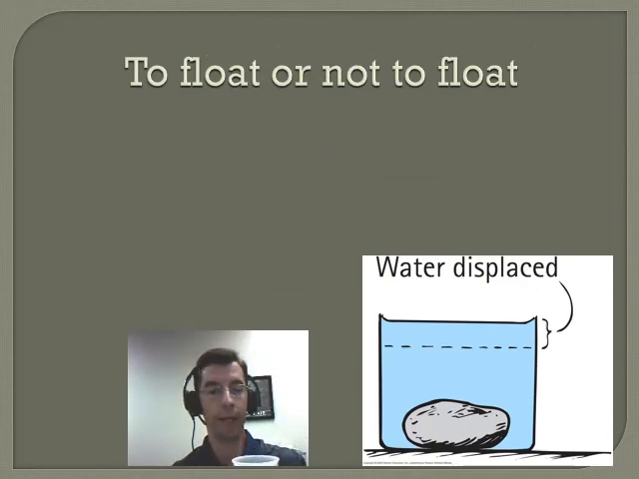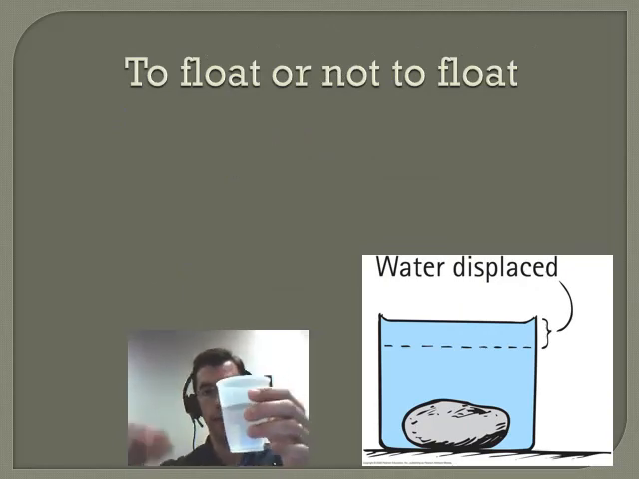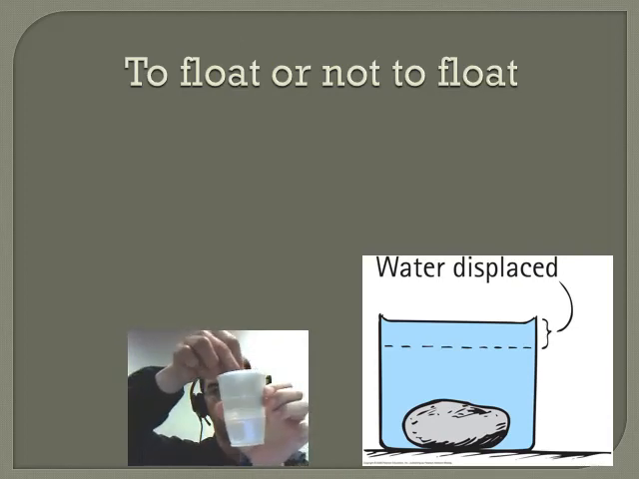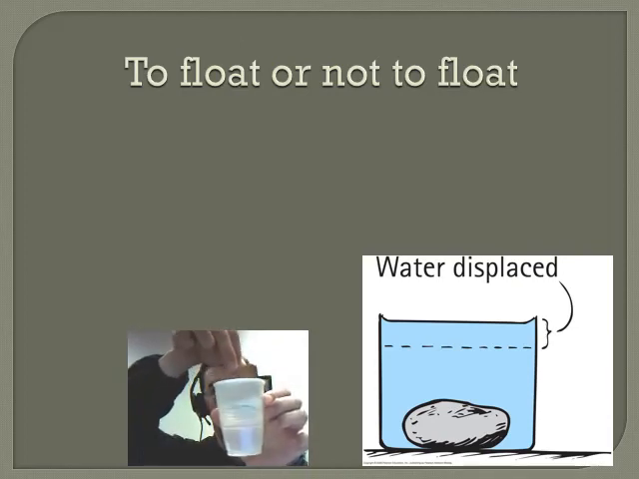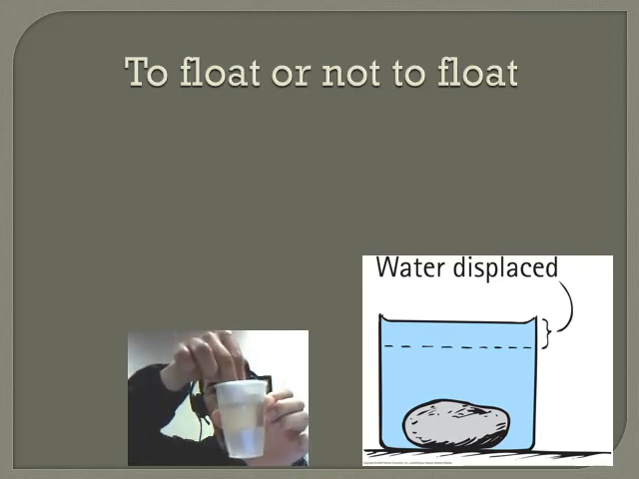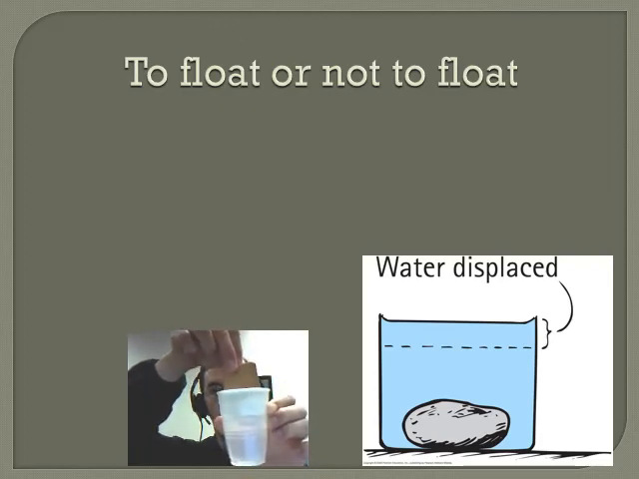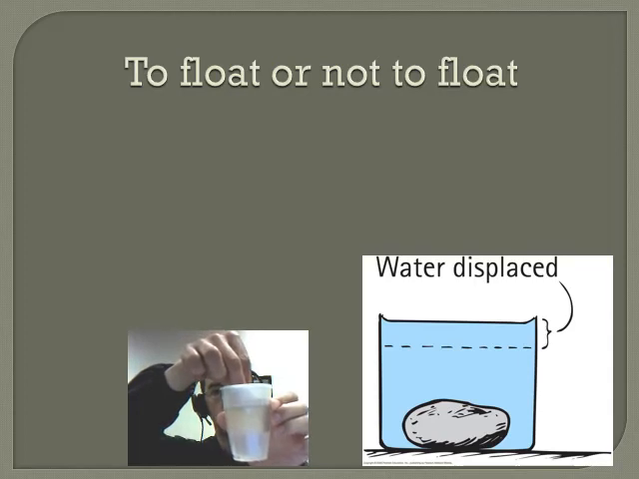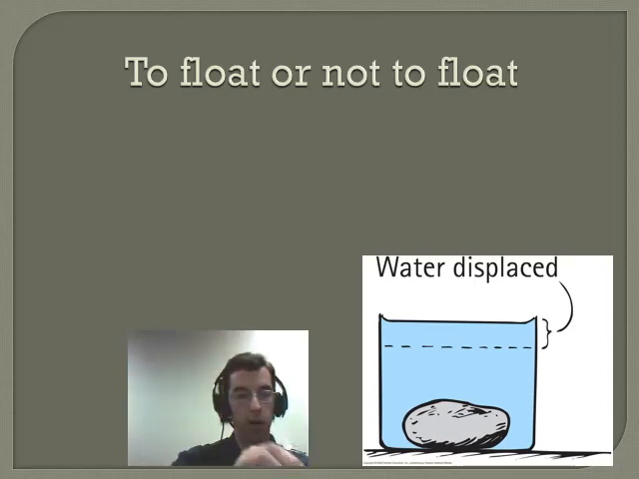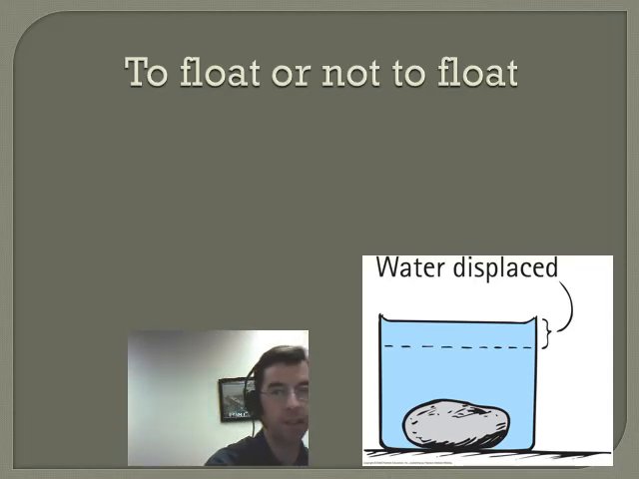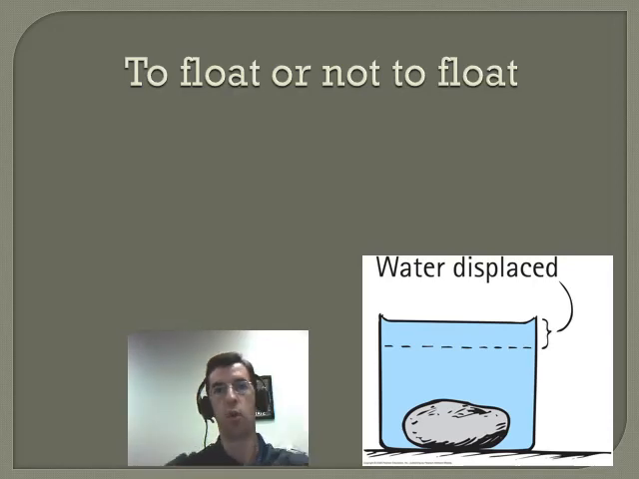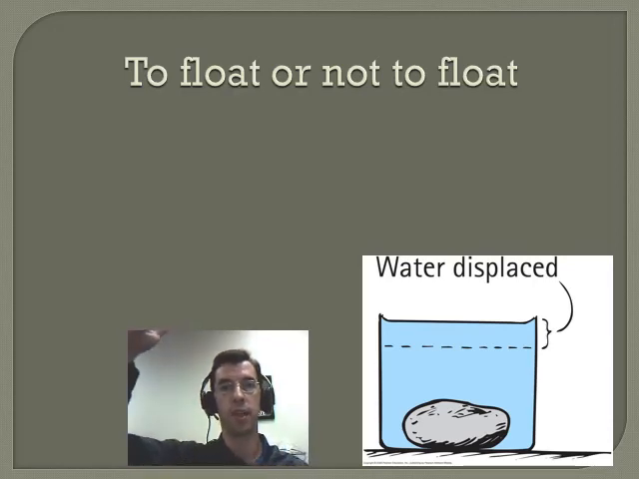I wanted to go back real quick and talk about, first of all, why the water level of this cup changes when I submerge this piece of wood. Well, the wood takes up space where the water was, right? When the wood is submerged, it is pushing water out of its way. It's taking up space, so it's pushing water out of the way, and that forces the water level to go up.